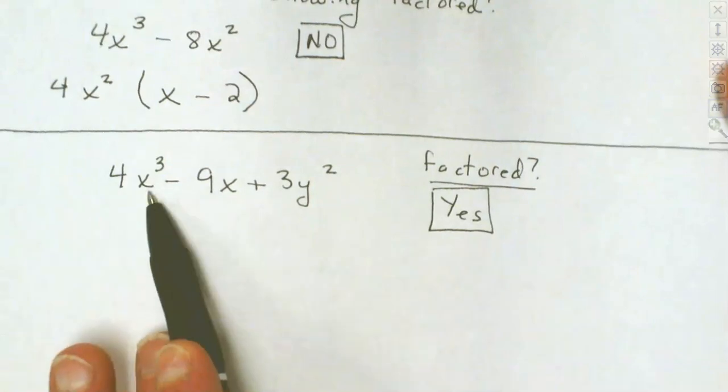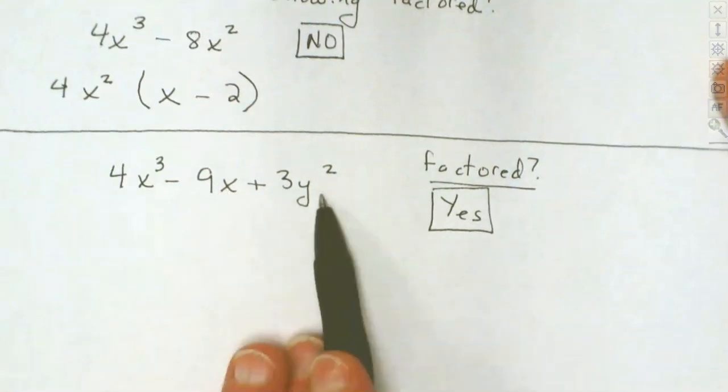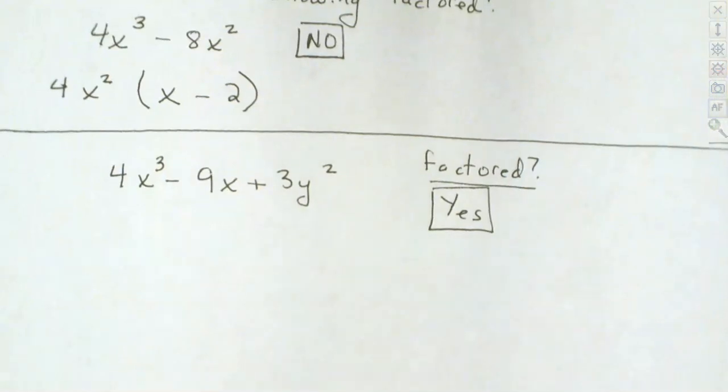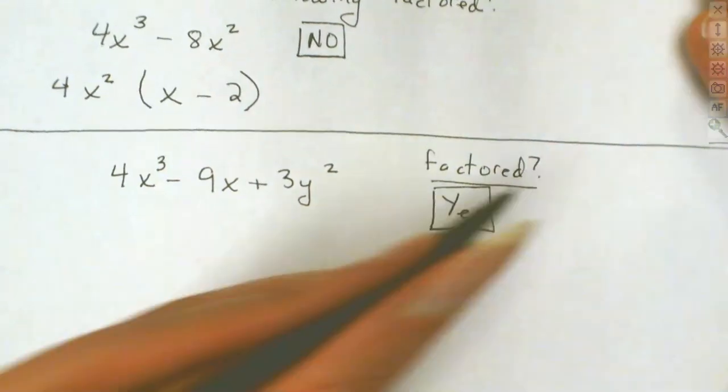Variables, we've got an x cubed, an x, and no x's. So it can't come out. So that one is completely done. There's nothing that we can do. It's already been factored. So it's already done as far as we can go. So that one has been factored.